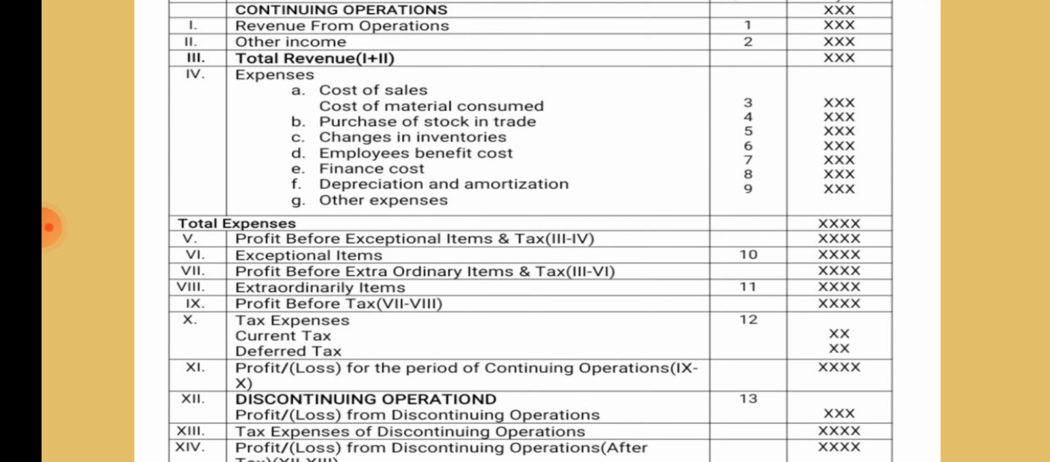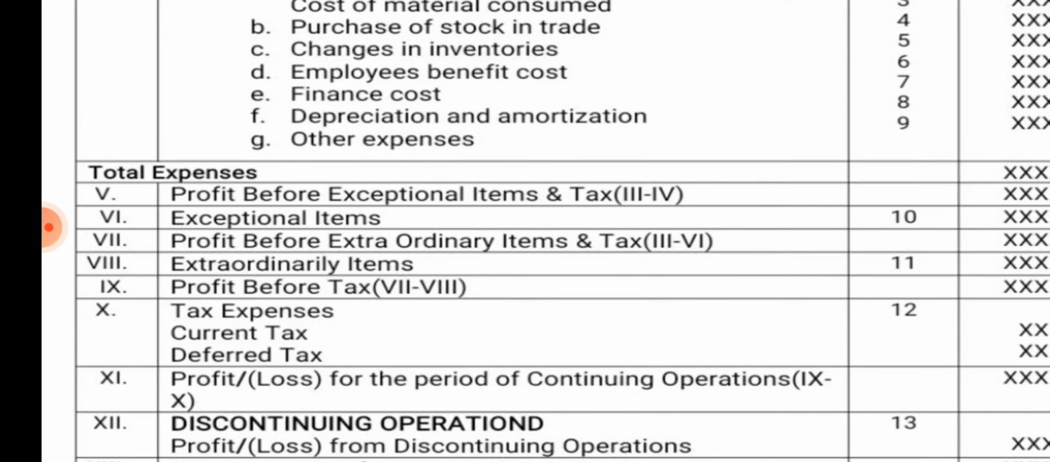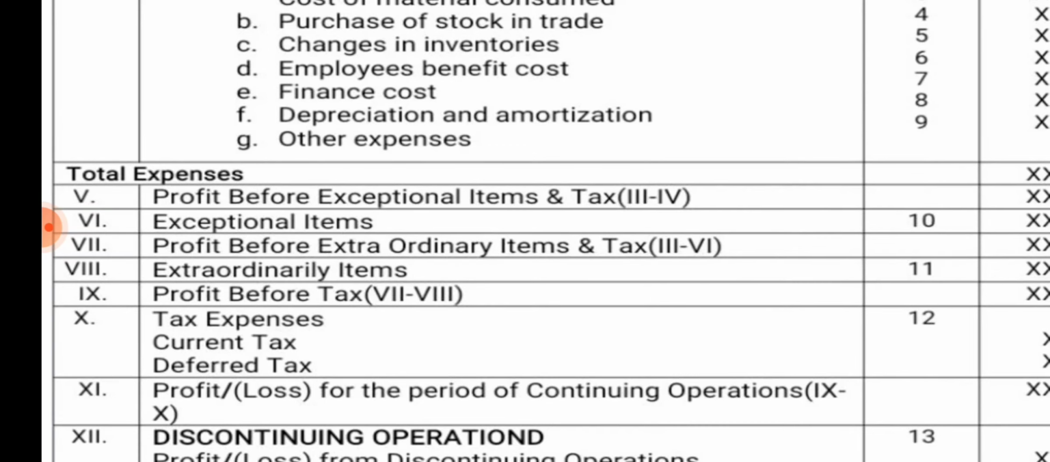You will get the profit before exceptional items, and from this we have to deduct exceptional items if there are any given in the problem. And after deducting exceptional items, whatever balance remains, that is called profit before extraordinary items and tax.